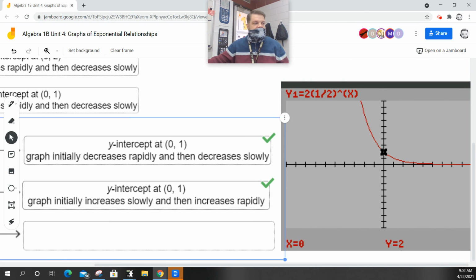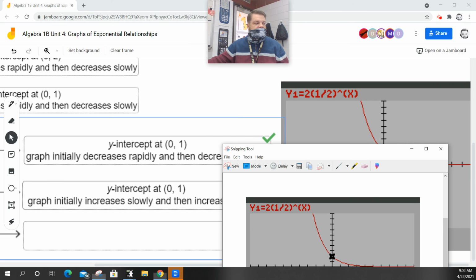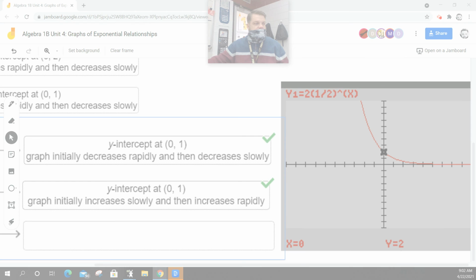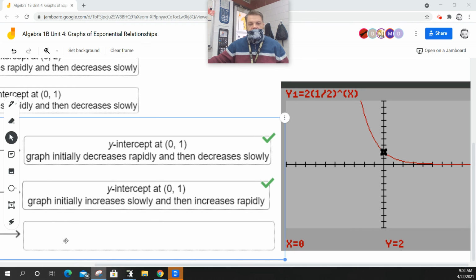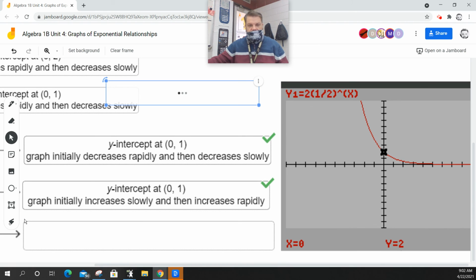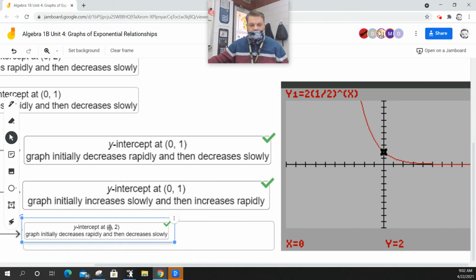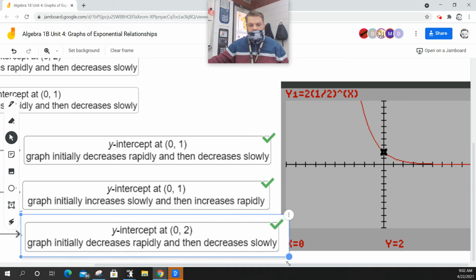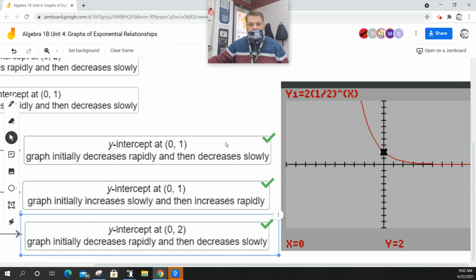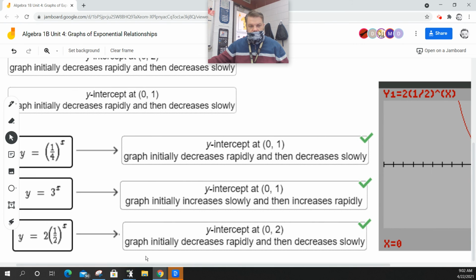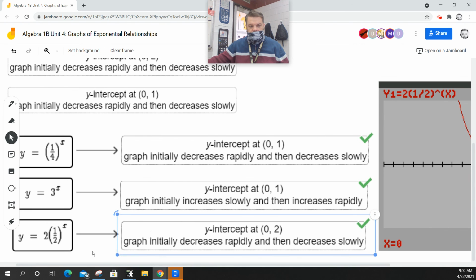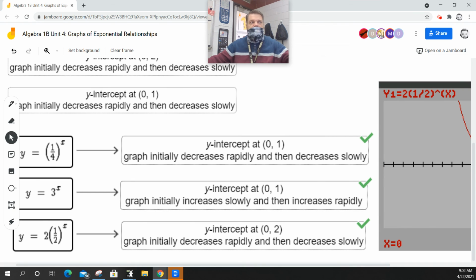So we're going to say that it decreases rapidly and then decreases slowly. And the y-intercept is 0, 2. Is that right? Do I got it all correct? Okay. Any questions on that one?